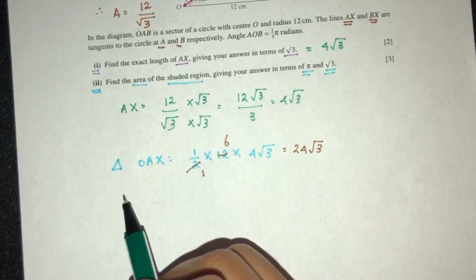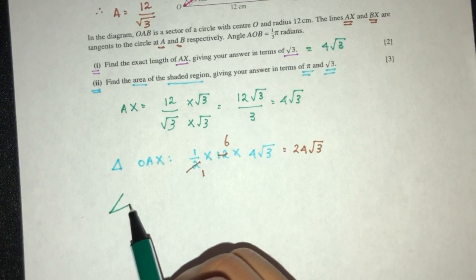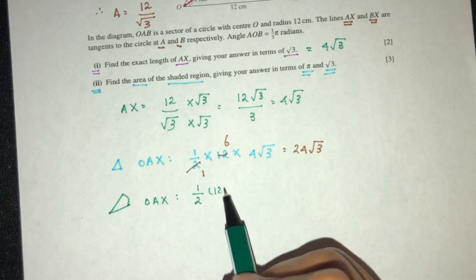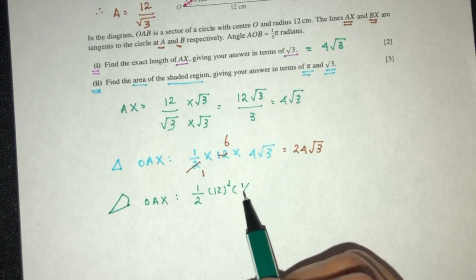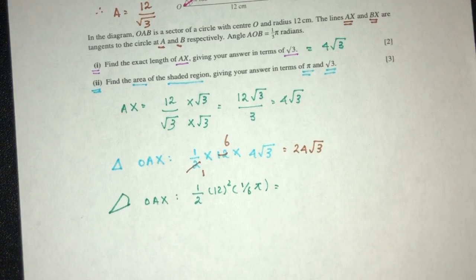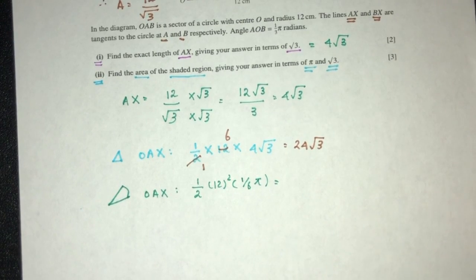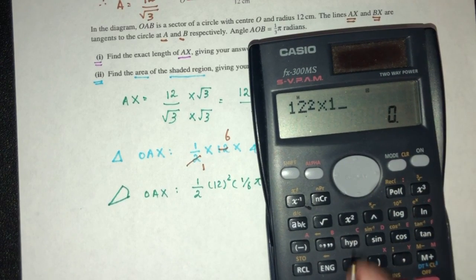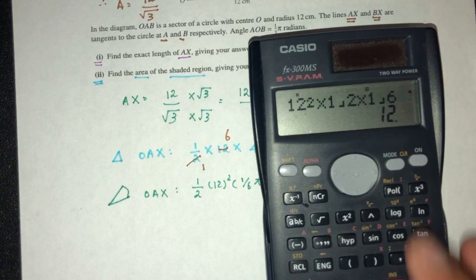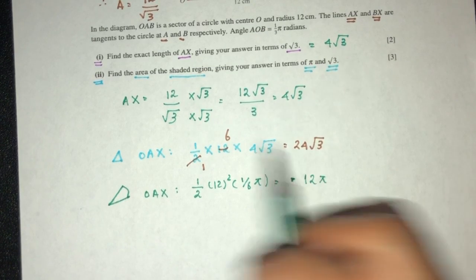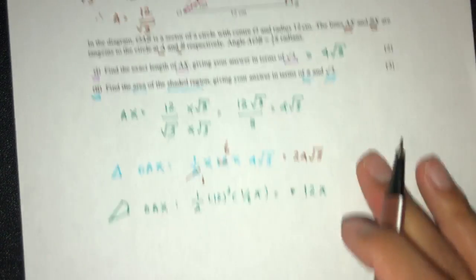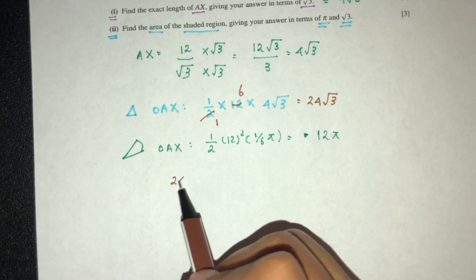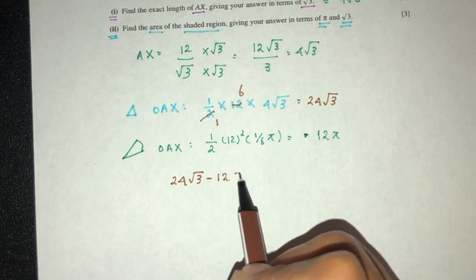So minus the area of the sector OAX, that will be half r squared, which is 12 squared, theta, the angle is 1/6 pi. In terms of radians, if you want to use the formula here, you have to use radians. So 12 squared times half times 1/6, you will have 12. That will be 12 pi. Now, here we are only trying to find this area, just this one. That will be the big one, 24 root 3 minus 12 pi.